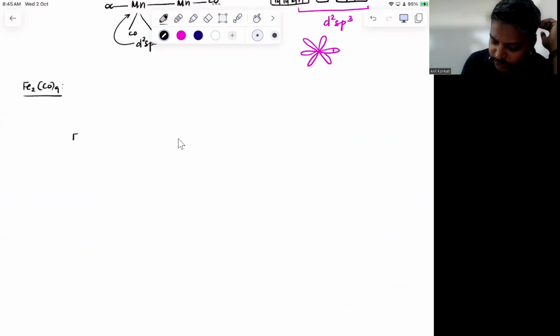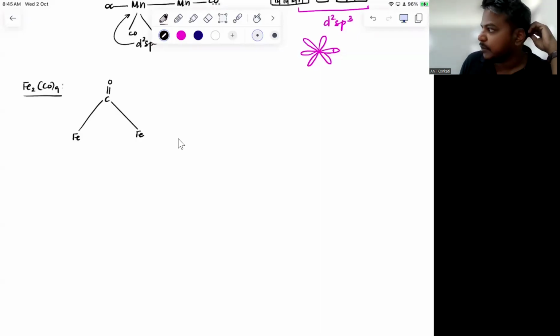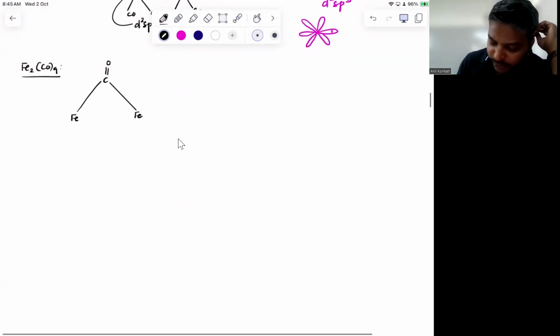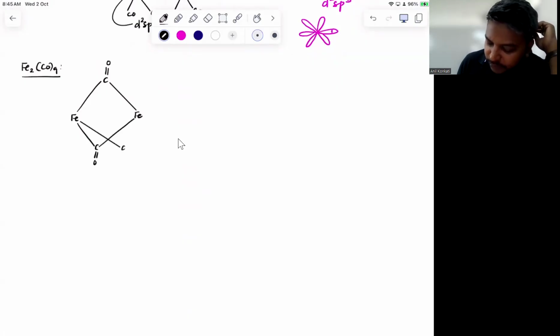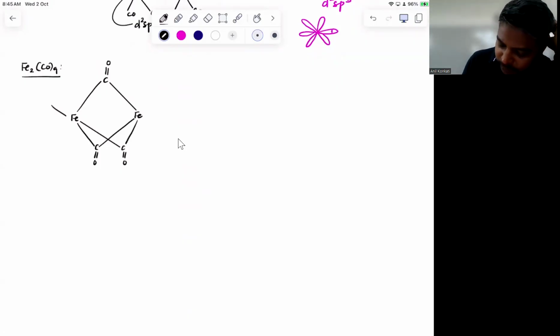In Fe2(CO)9, the structure is Fe and Fe we have. This is called a ketonic link because it is like a ketone, C double bond O only. So one ketonic link here, one ketonic link here, and another ketonic link we will have coming out of the plane like this. And then we will have 3 complete terminal carbonyl groups like this. Got it?